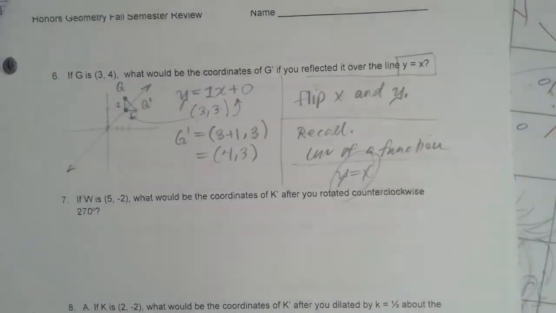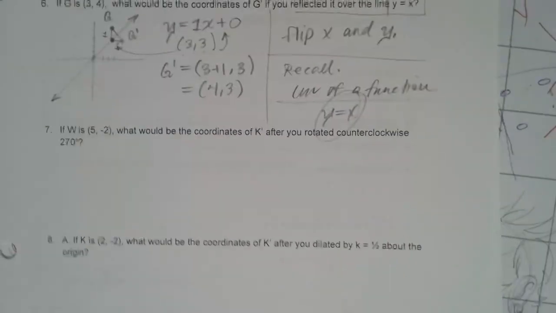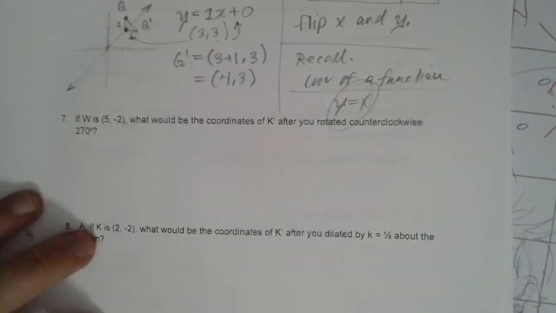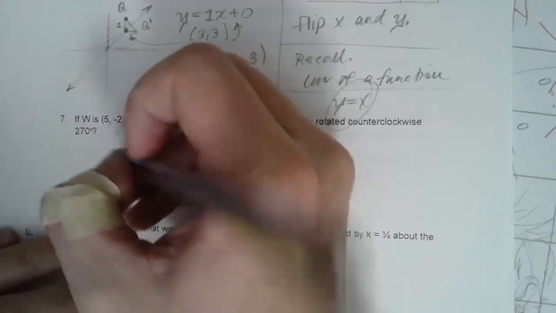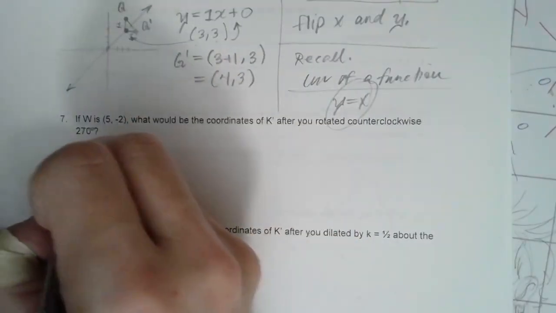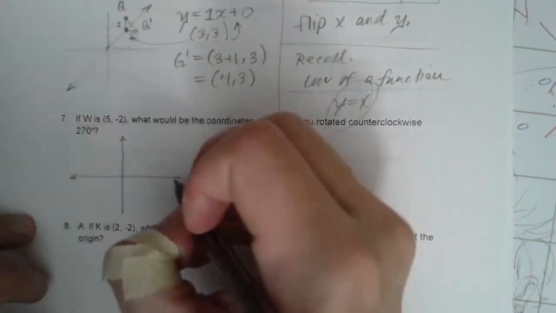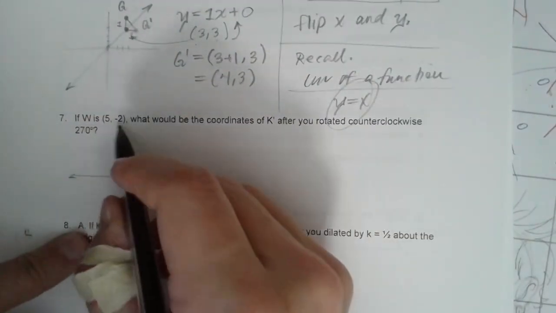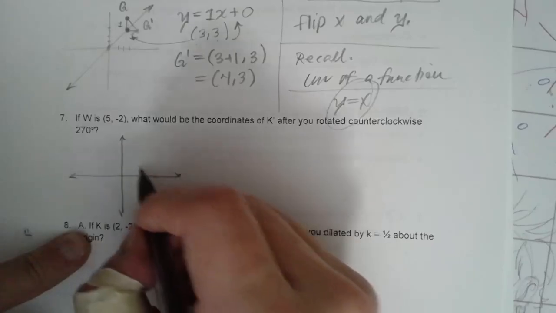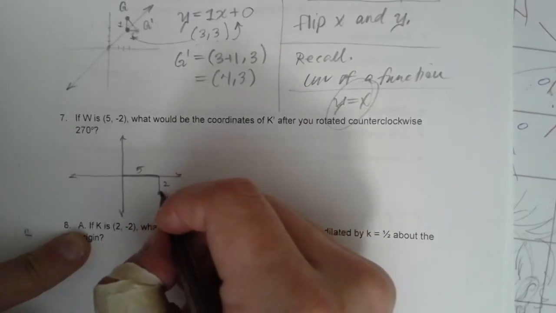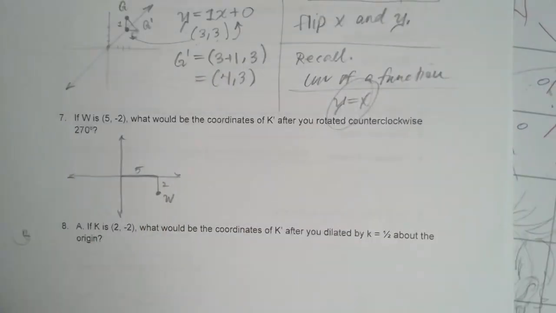So, anyways, if the point W is at 5, negative 2, what would be the coordinates of W prime after you rotated counterclockwise 270 degrees? So, here are my axes. I'm going to draw this every time. This helps me so much. All right? Now, 5, negative 2, that's 5 over, right? And then 2 down. There's W right here. 5 over and 2 down.